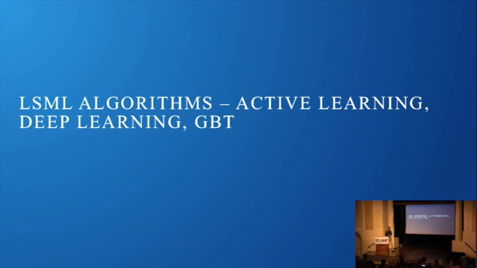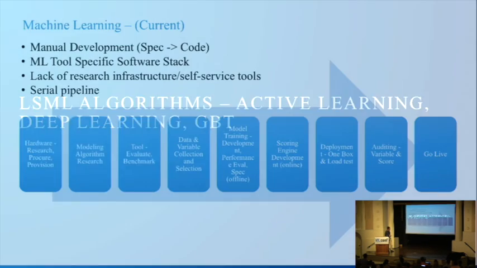The second part is about machine learning algorithms. Traditionally, we still continue to operate graph algorithms to produce a feature space, which we use as feature vectors in our machine learning algorithms. The machine learning algorithms I'm going to briefly touch on are active learning, deep learning, and gradient boosted trees.